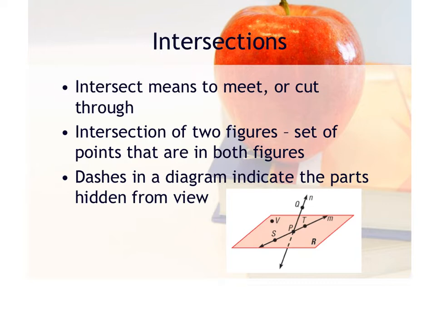And generally you'll have a stoplight or a 4-way stop. So where 2 things meet is an intersection. So where 2 lines meet, or 2 planes, it's where they're going to meet or cut through. So the intersection of 2 figures is going to be the set of points that are in both figures. Dashes in the diagram indicate the parts that are hidden from view.